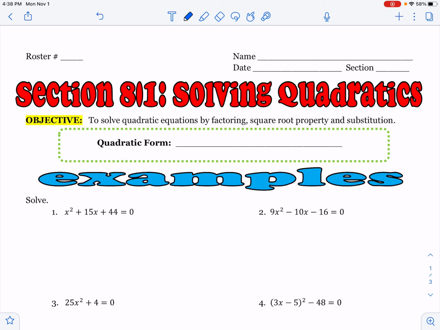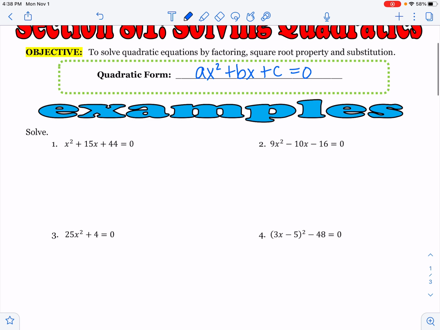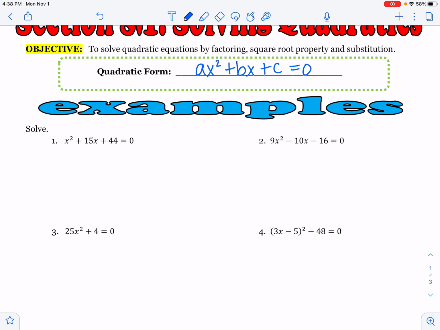But a quadratic is in the form ax squared plus bx plus c, and then we're going to be solving, so they're going to be equal to 0. There are several different methods to go about solving these, and the first couple should look pretty familiar to you.